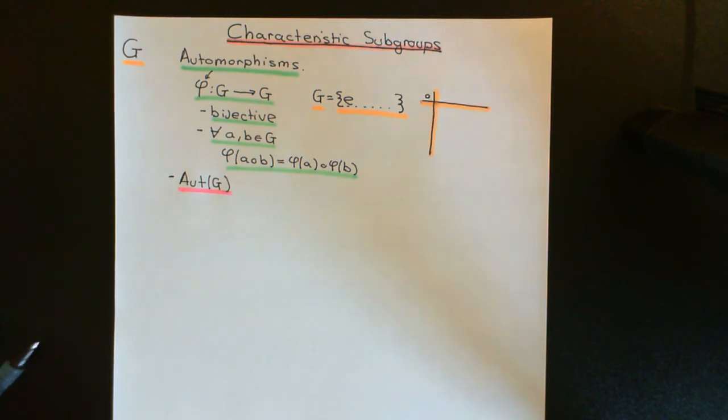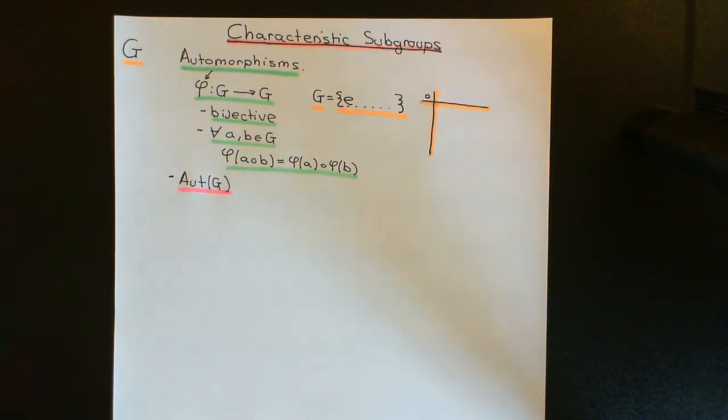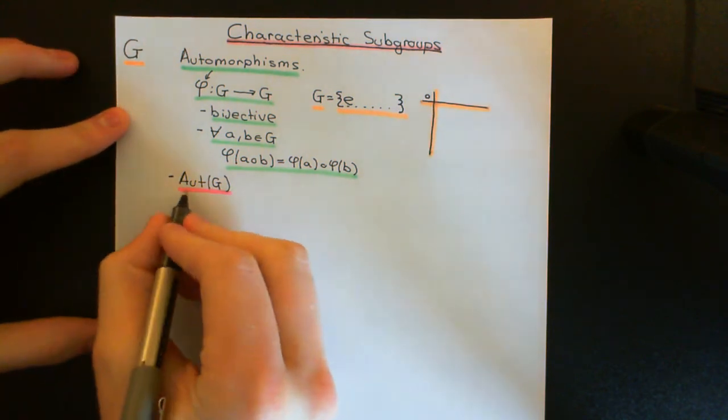Okay, and that composition law obeys the axioms of a group when put onto this set. So we talk therefore about the automorphism group of a group, and that's how we denote it, Aut(G). The set of all automorphisms of G forms a group which we call this.